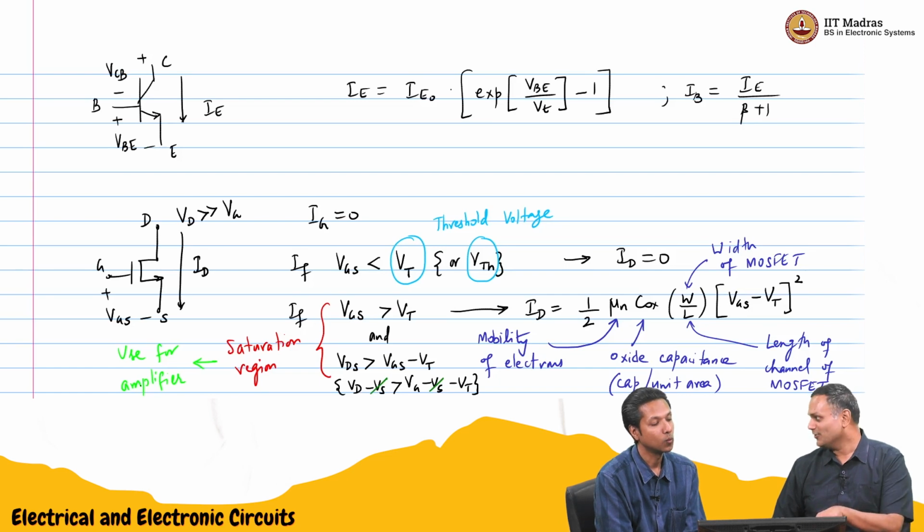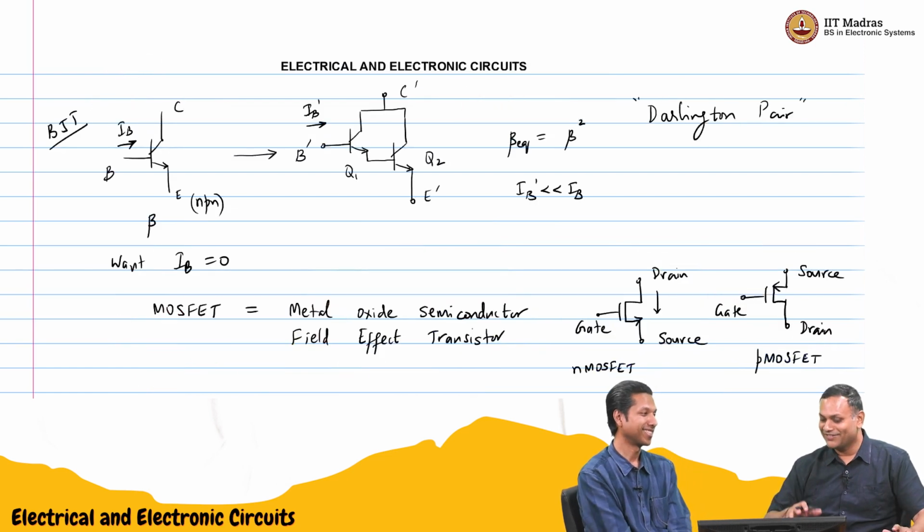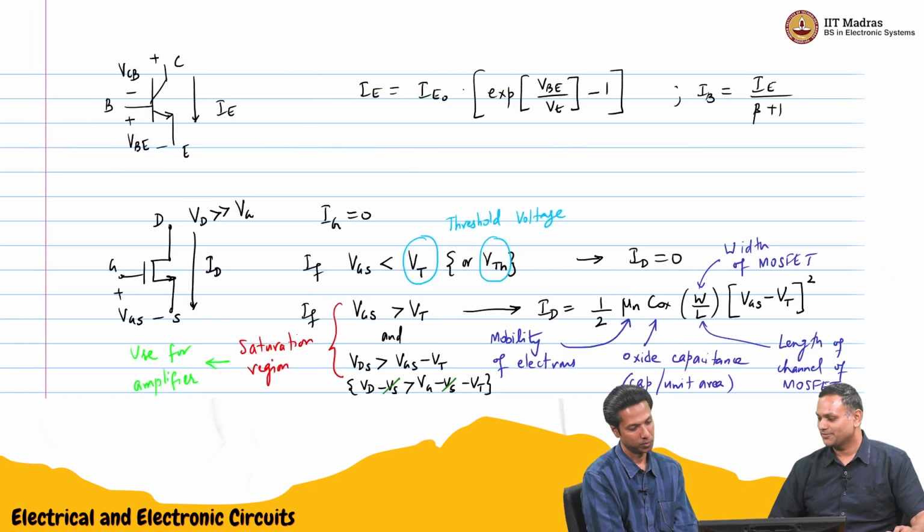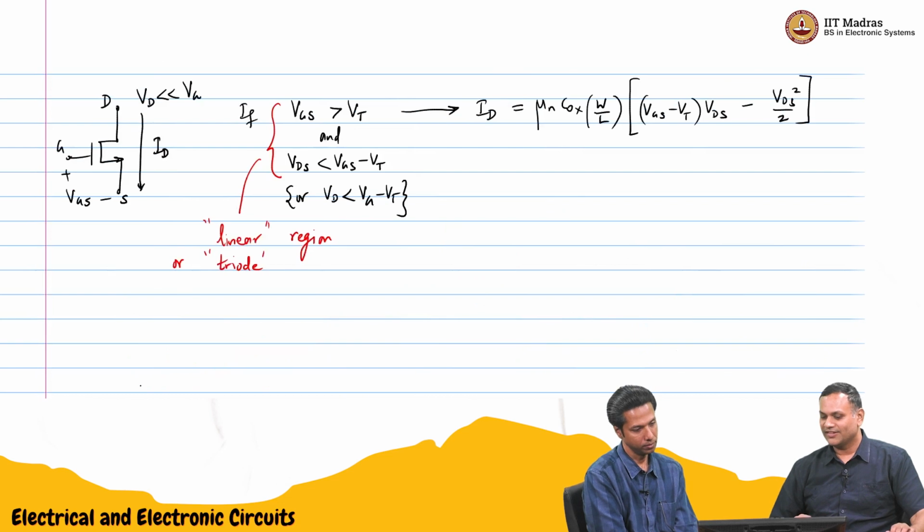So that's what we started with, no? You wanted a device with beta infinity. Correct. No base current. Correct. Okay. Great.